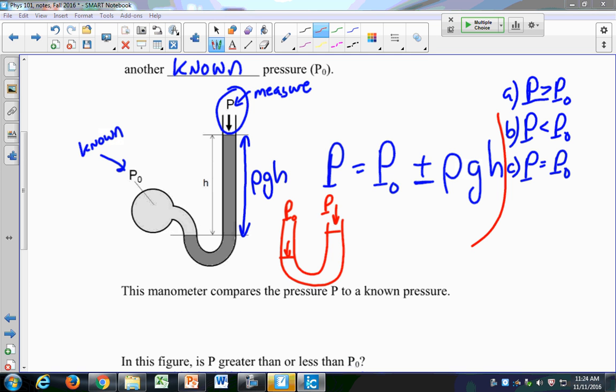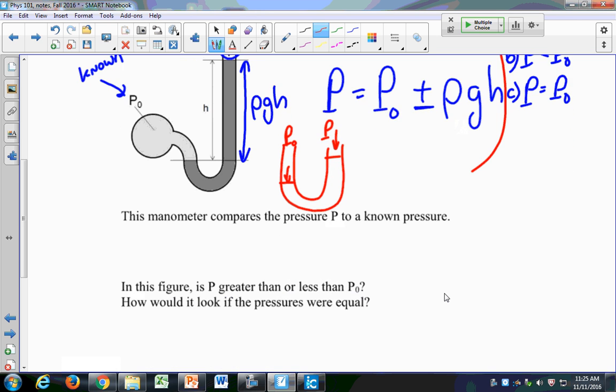If they're the same, how do the levels of the fluid compare? They're going to be level with one another. If those two pressures are exactly the same, they'll be level with one another. So in this figure, P is less than P naught. And if they were equal, the fluids would look like this, where they would have the same height.